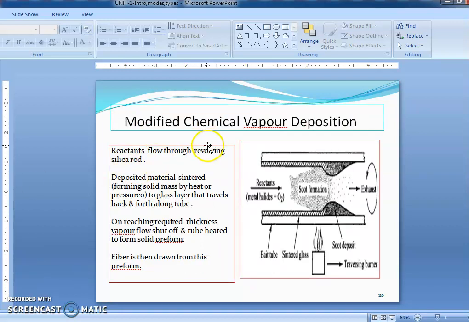This is modified chemical vapor deposition. See, the reactants are flowing here, soot is formed, then it is deposited along the tube. When sufficient thickness is reached, the input is shut off and the tube is taken and fed to the drawing furnace to form the fiber.